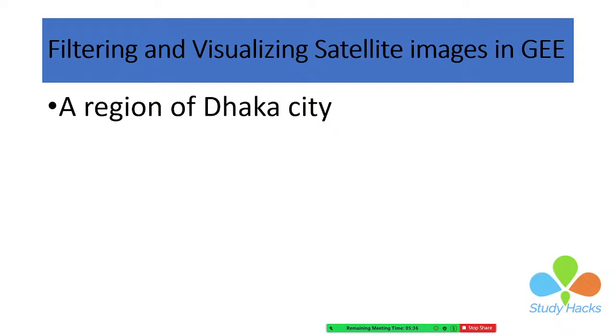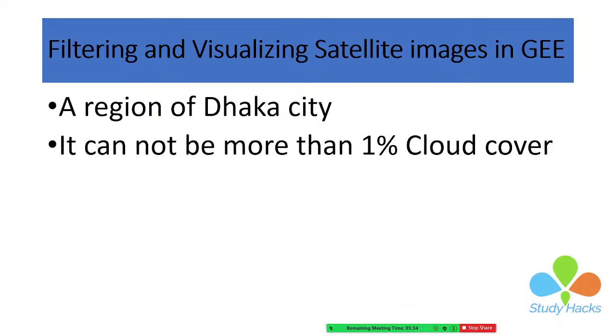Another factor is image properties. Suppose I need only those images which have no more than 1% cloud cover. So this is the image metadata or image properties. Okay, so this is another factor for filtering.